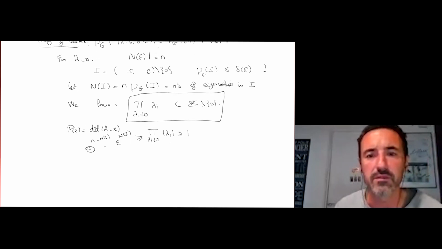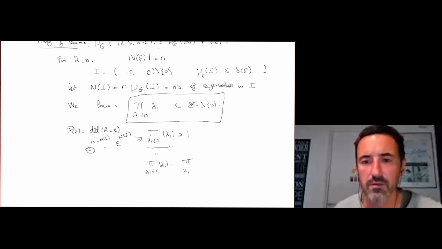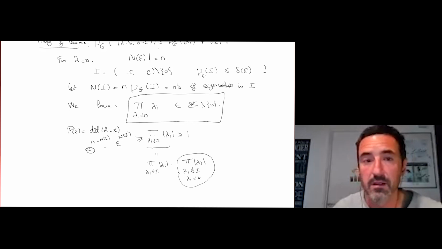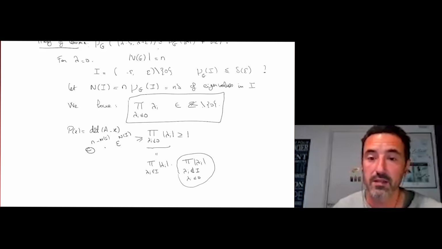Okay, because if so, I write that it's a product of the lambda_i in I of the absolute value of lambda_i times the product of the lambda_i not in I and different from 0 of lambda_i. Okay, and the number of such eigenvalues is bounded by theta, because my graph has bounded degree theta. So all eigenvalues are at most theta, and since they are in I, their absolute value is at most epsilon.